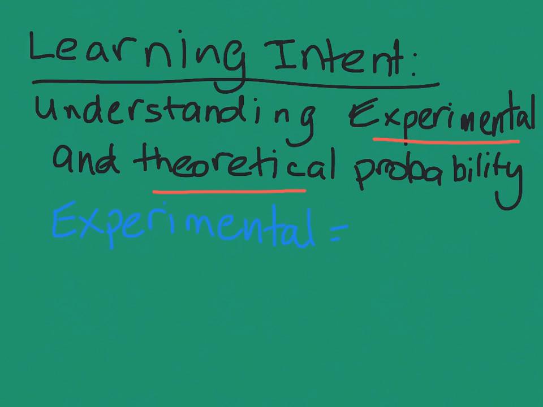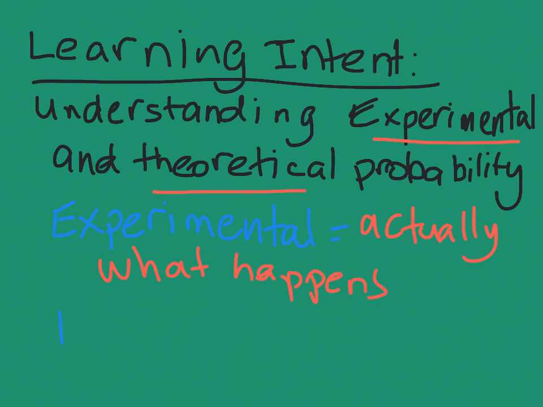Okay, so experimental probability is what actually happens when we try something out. In other words, what is actually happening when we're doing an event, such as rolling a dice. The best way to put it is, it's what actually happens.